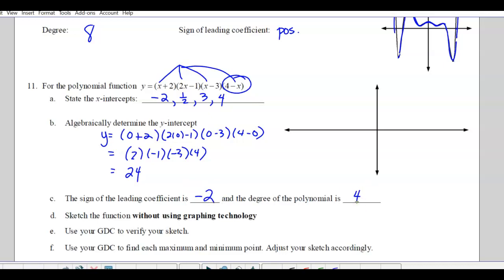And sketch without a calculator. So we're going to give you this information maybe without a polynomial function, so that you have to sketch it and you can't just punch it into your calculator right away. You would have to build the equation yourself. So be aware of that. So we've got our x-intercepts.